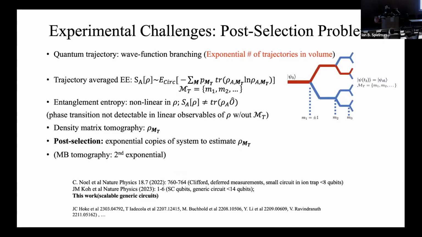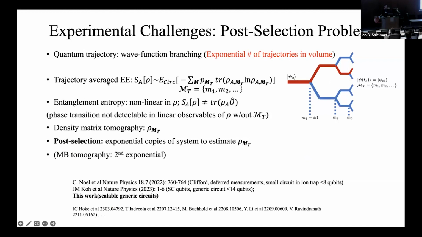So what is the experimental challenge? This is the so-called post-selection problem. As we saw, when we are studying the quantum trajectory of the system, whenever we have a measurement, the trajectory of the system will branch. And the number of these branches scales exponentially with the number of measurements. So if we have a macroscopic system with many measurements, we would have an exponential number of these trajectories.